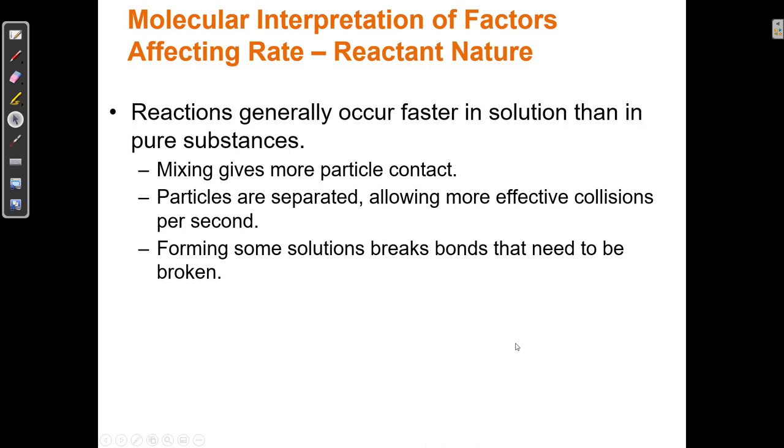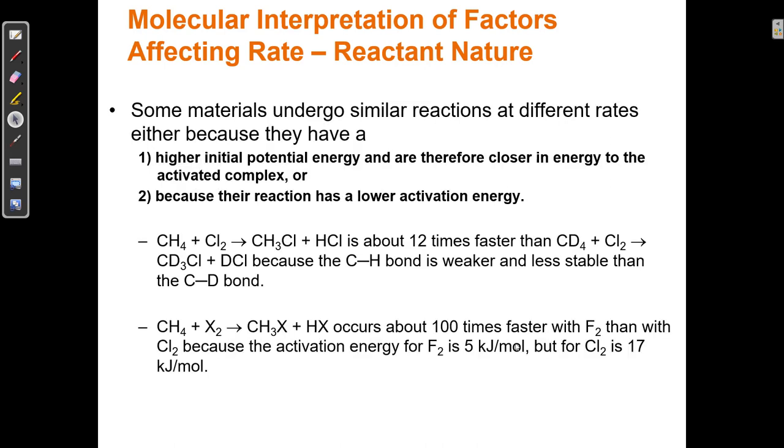So here are a couple of other factors that can affect the rate. We've looked at the concentration of the reactants. We've talked about the nature of the reactants, whether they're liquids or solids, whether they're big particles or small particles, whether they have lots of surface area or not. Generally gases react faster than liquids, and liquids react faster than solids. Powders react faster than big chunks because they have higher surface area.